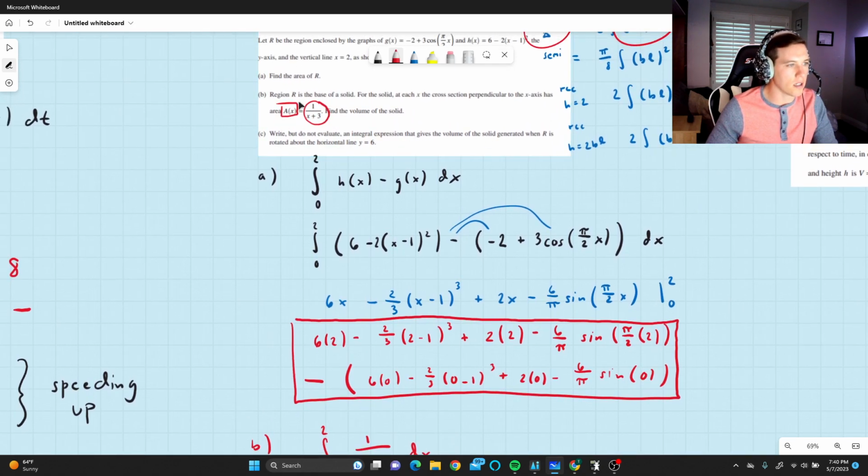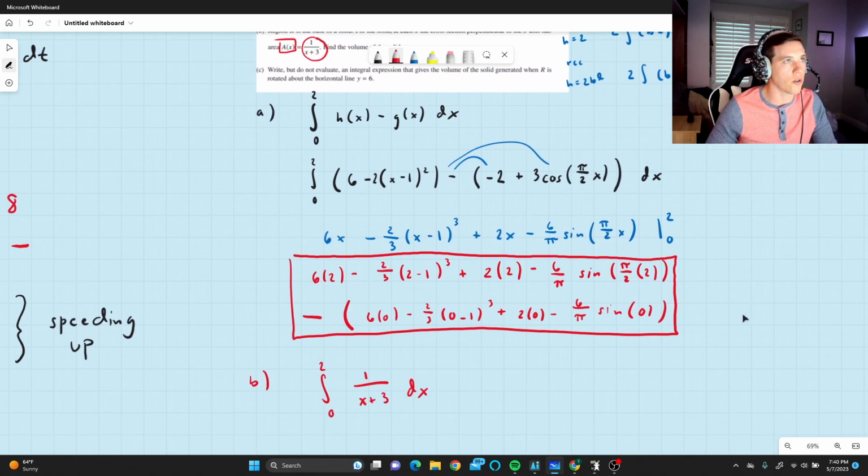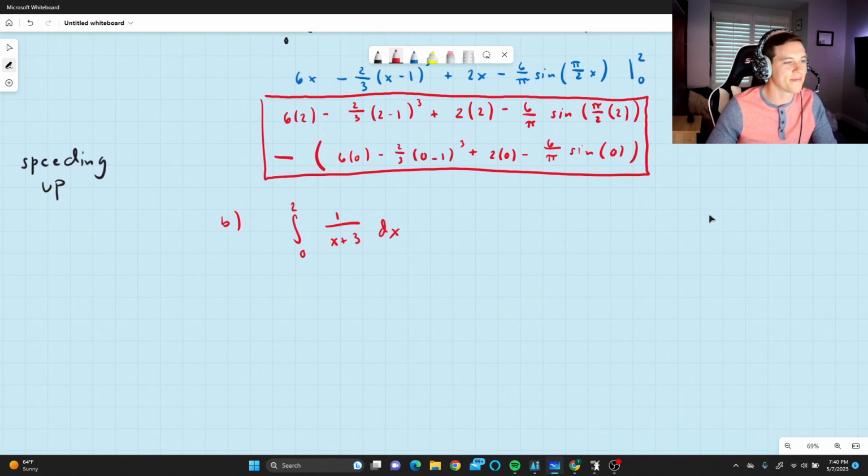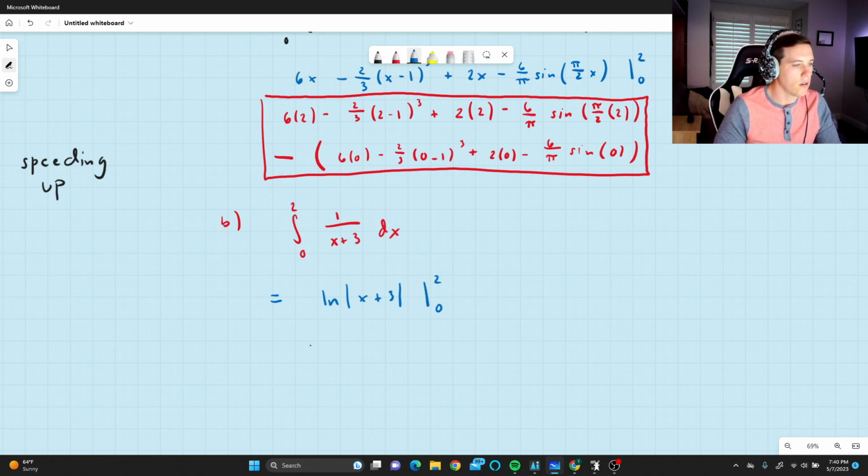This is what you want to see. If it's just a basic area like this, you just accumulate the area when you're dealing with cross sections. All right, and then at this point, take an antiderivative. Well, natural log of absolute value of x plus 3, and then evaluated from 0 to 2. Natural log of 5, you don't need the absolute value because it's positive, minus natural log of 3, and you're done. Because this one actually wanted the answer.